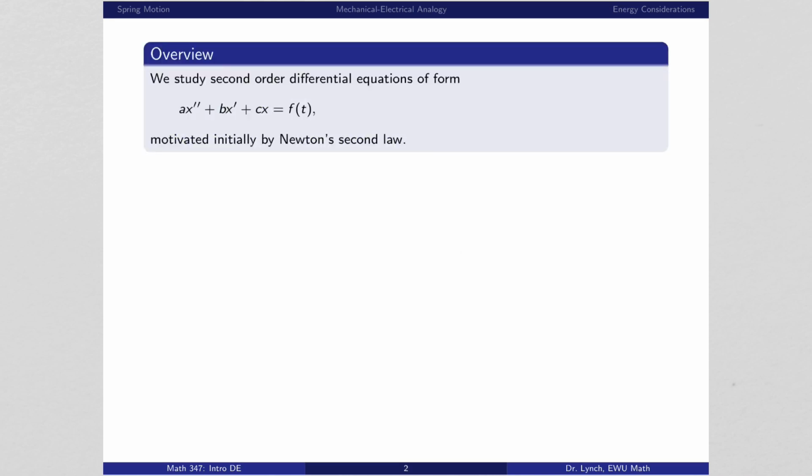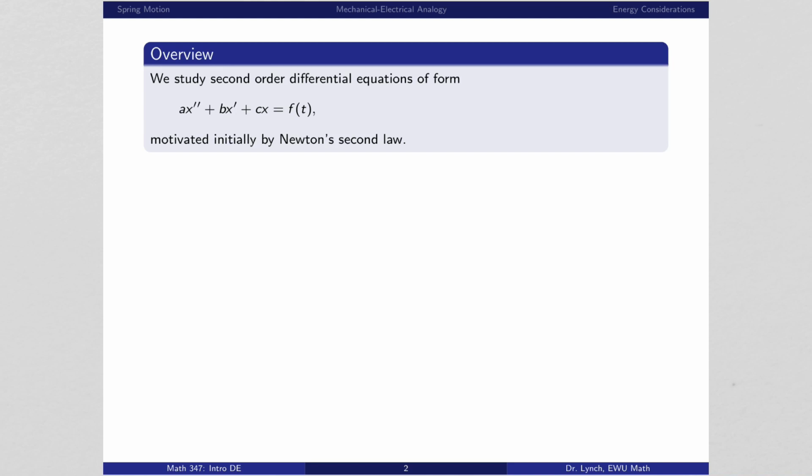A big theme in this chapter is the study of the second order differential equation, ax double prime plus bx prime plus cx equals f of t, which is initially motivated by Newton's second law. We'll see that there are a lot of adjectives to describe this differential equation.